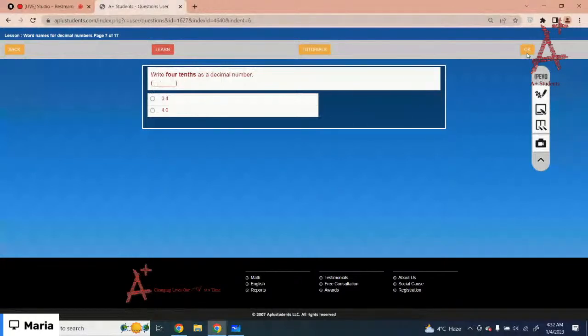Okay, write 4/10ths as a decimal number. So which of the options is the correct one? You have to write 4/10 as a decimal. You can write the answers in the chat box if you already know the answers. So how do you write 4/10ths as a decimal? Option 1 or option 2? Yes, that would be option number 1. Got it? 0.4 is the correct option. Just select the correct option, then click on the OK button.